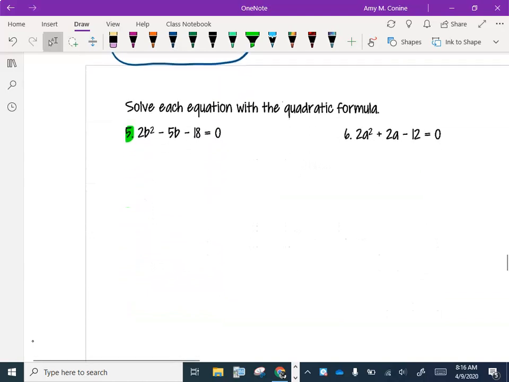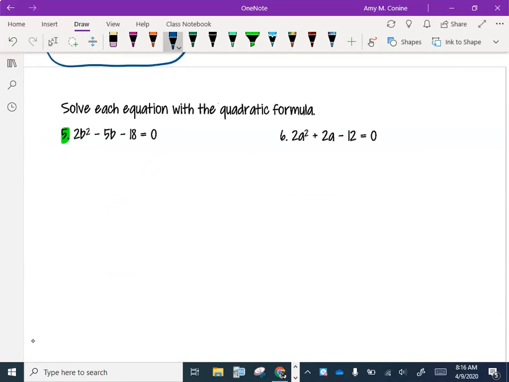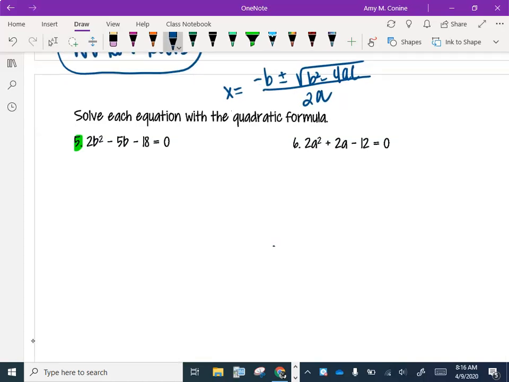Solve each equation with the quadratic formula. This is where memorizing it helps, so you don't have to flip back and forth. I'll go ahead and write it up here again. Opposite b plus or minus square root b squared minus 4ac, all of that is over 2a. Again, the only time you would really use this is if they tell you to, which they do here, or if you can't factor. So for number 5, it's already equal to 0, which is big.